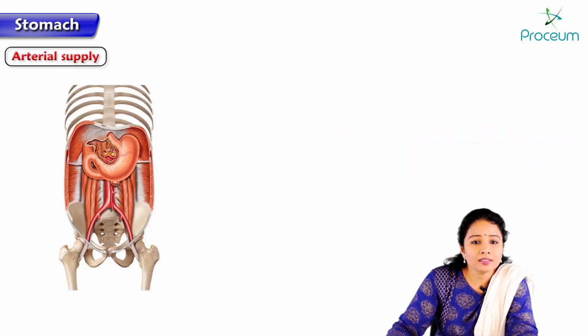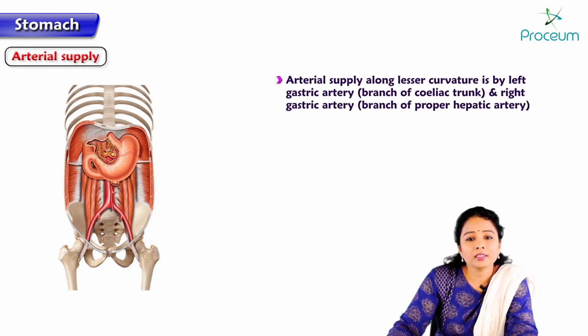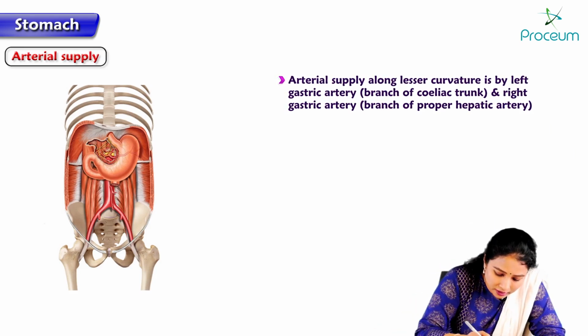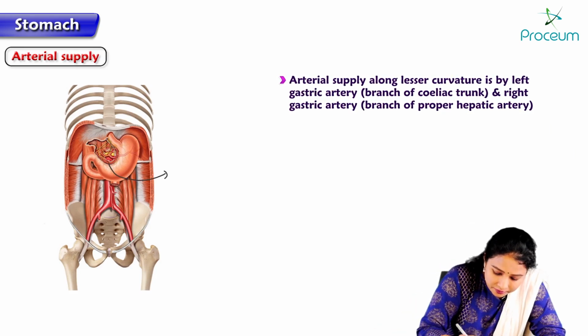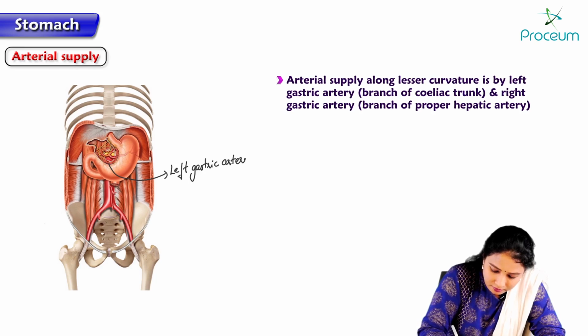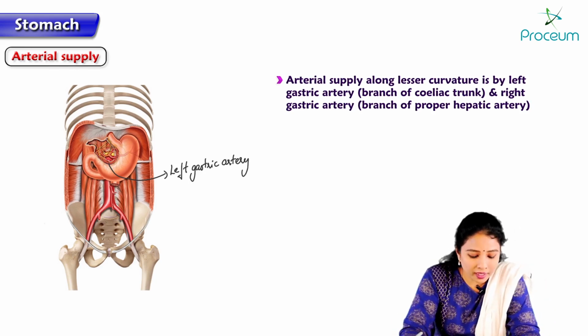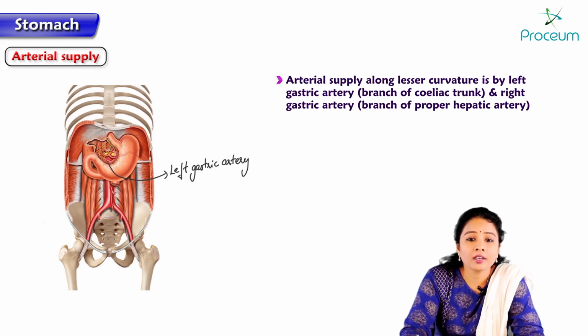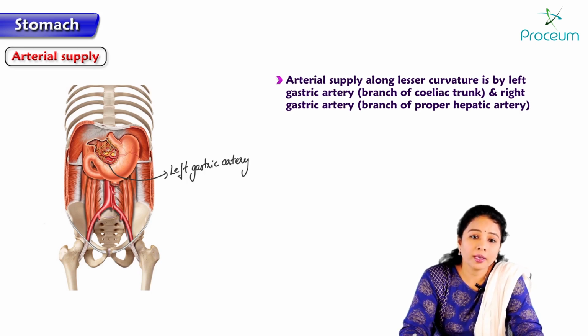Let's see the arterial supply of the stomach. Arterial supply along the lesser curvature is by the left gastric artery. So we can see the left gastric artery here, which is a branch of the celiac trunk. And the lesser curvature is also supplied by the right gastric artery, which is a branch of the proper hepatic artery.